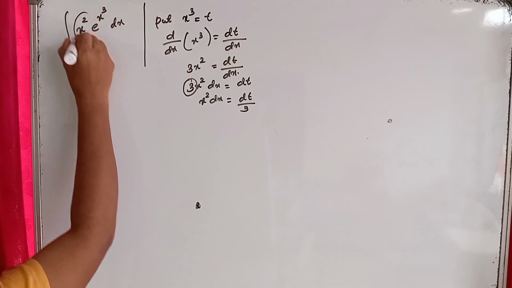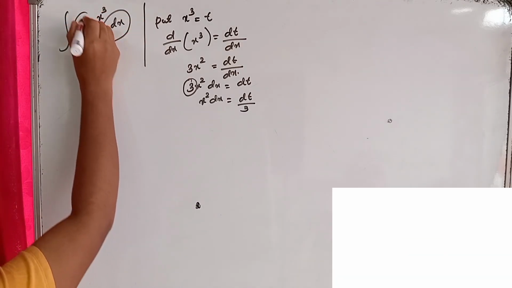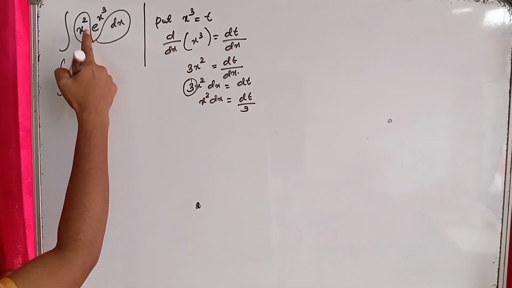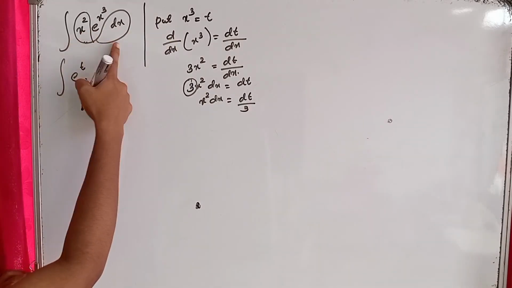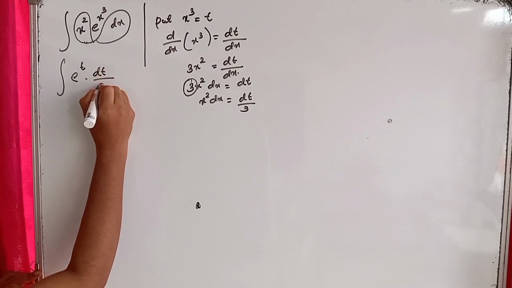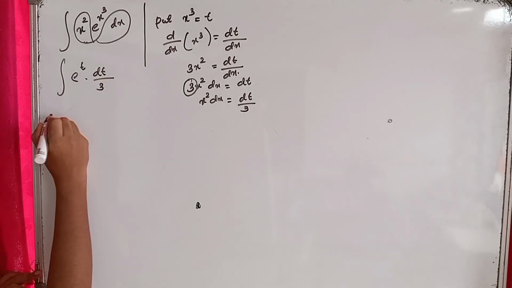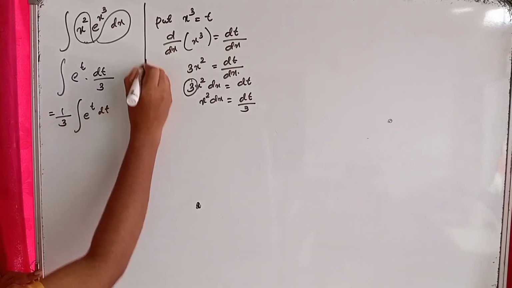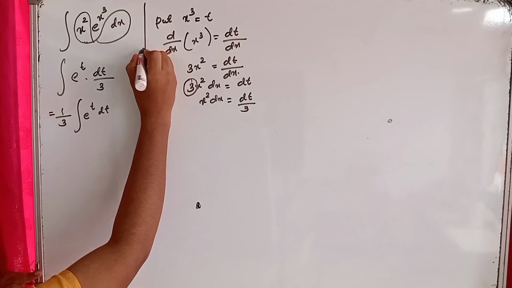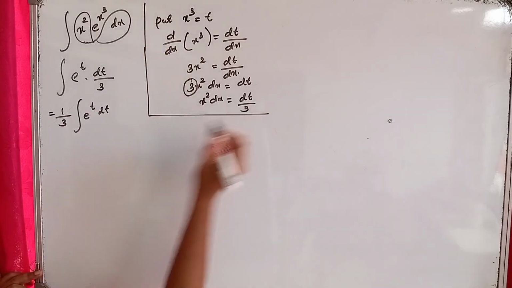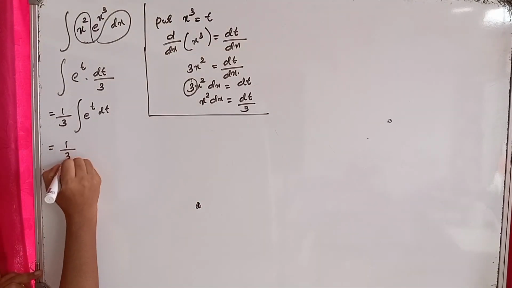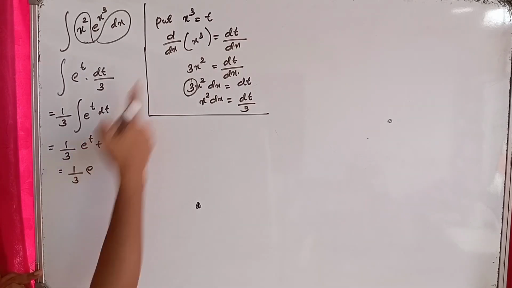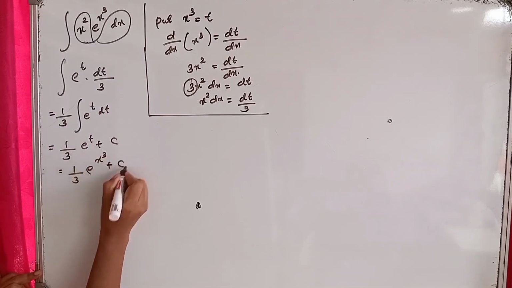So x square dx is the term in the given function. Okay. So we replace this by dt by 3 and x cube by t. So the given function becomes e raised to t into dt by 3. So here 1 by 3 is a constant. Take it outside. So this becomes 1 by 3 into e raised to t dt. So what is the answer? 1 by 3 into e raised to t plus c. Finally we replace t by x cube. So this becomes 1 by 3 into e raised to x cube plus c.